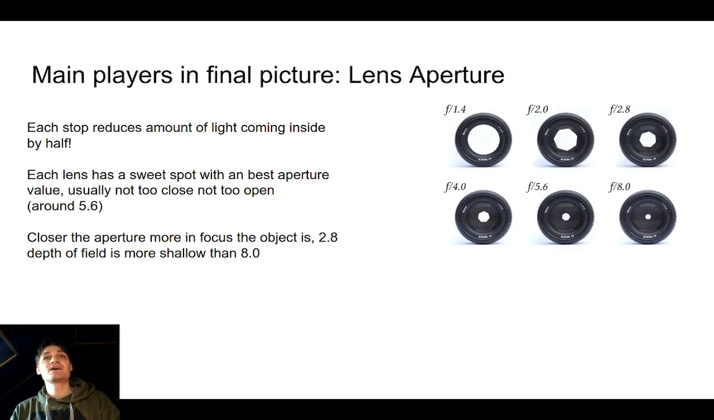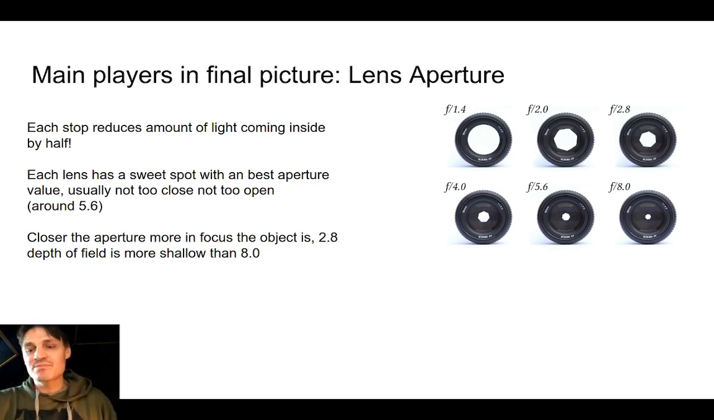The next one is lens aperture. In the very first example, when I was showing the camera obscura, I told you the size of the hole defines how much light is coming inside of the lens. And that's the thing we are all familiar with, the aperture ring. It does not have to be.